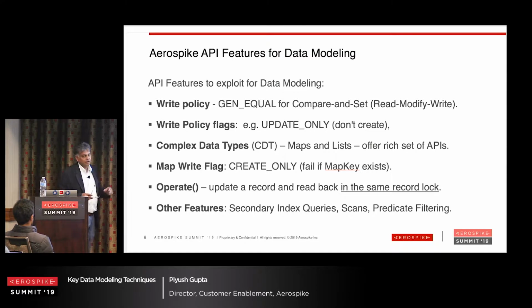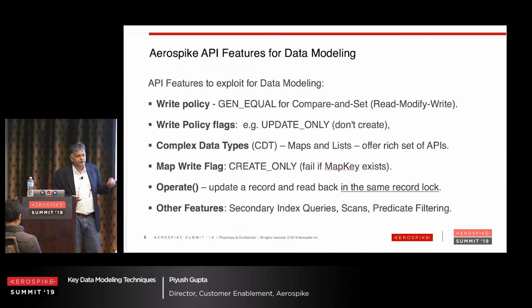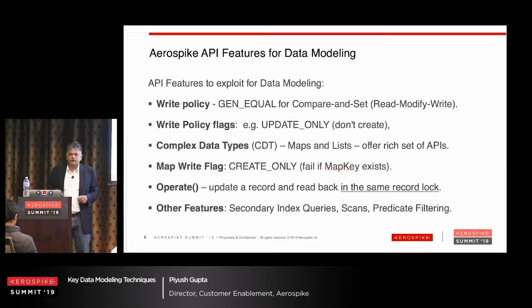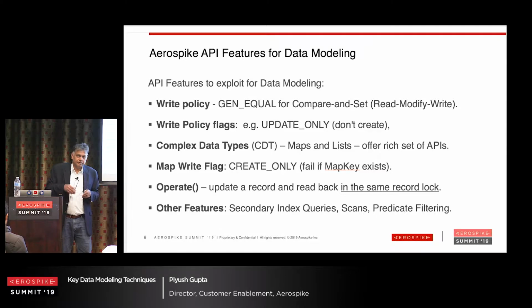API-based features in data modeling. Some of the things to consider. Gen equal in the write policy is something often used if you want to do read, modify, write. So as I said, we have a record level lock. A read is a separate lock from a write on the same record. So if you want to read some data, come back to the client and modify it, there is always a possibility that in that gap, somebody else came and modified the record.